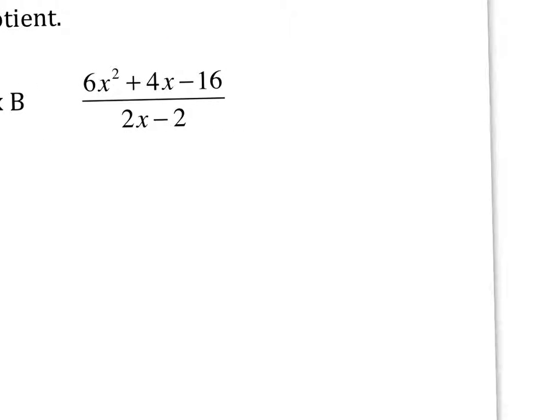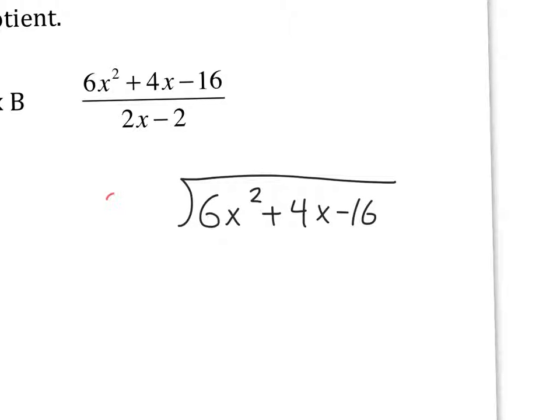All right, so now we're going to see the problem where we get a remainder in this example. So again, I put the 6x squared plus 4x minus 16 inside. And the 2x minus 2 goes outside. And the one question I ask myself: what do I multiply the first term by to get the first term there? And the answer here, 2 times 3 gives me 6, and x times x gives me x squared. So it has to be 3x. Again, I'm lining up my linear terms here. Now I distribute the blue 3x to the red 2x minus 2 to get 6x squared minus 6x.